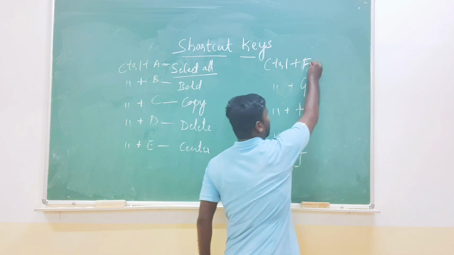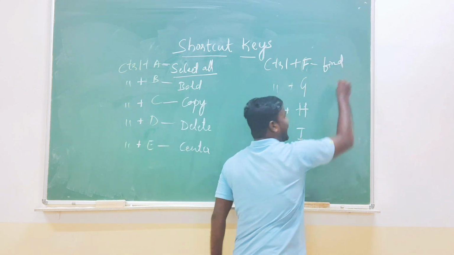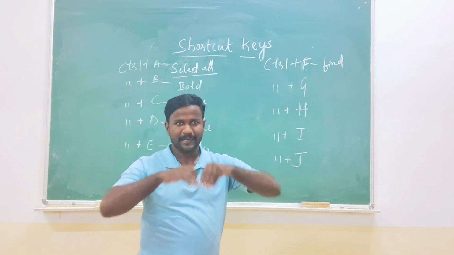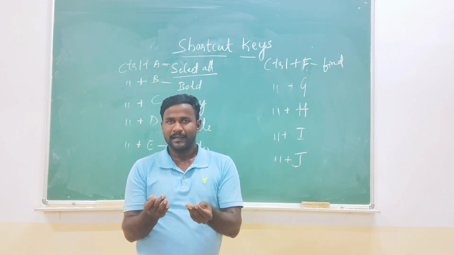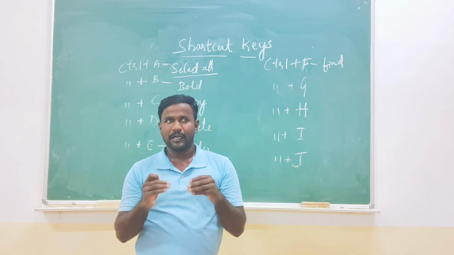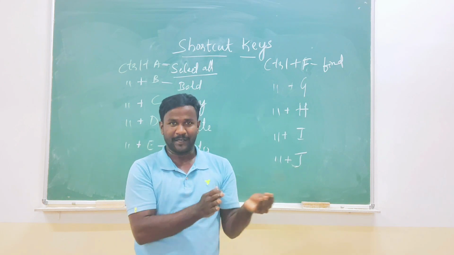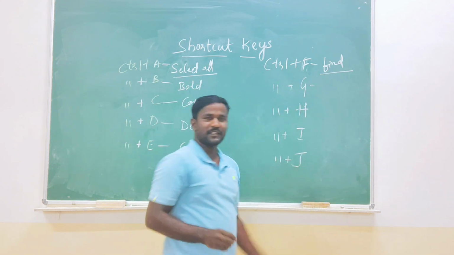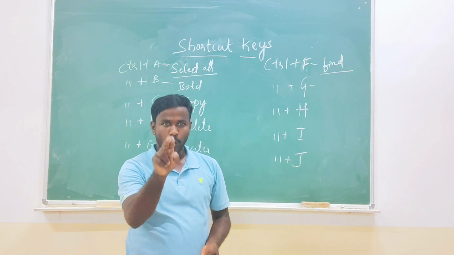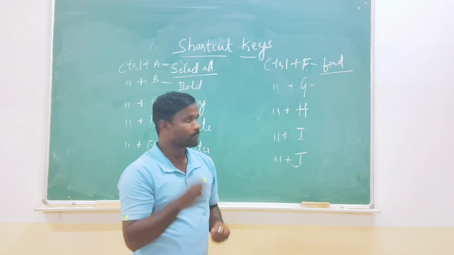So let us come to F. F means find. Find means, in Excel, in MS Word, in PowerPoint, wherever you have added data and you have huge data, we get confused finding the text you want. At that time we have a shortcut key called find. G means, if we want to find data, we go to it. So we are using Go To.